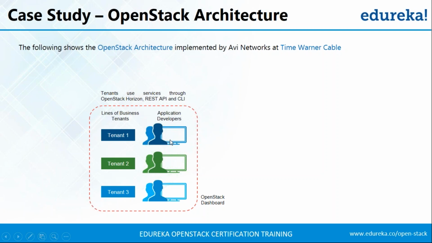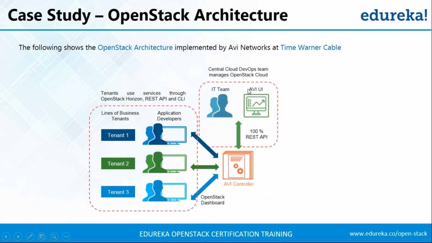So the application developers are using the OpenStack dashboard, and it is controlled and centrally managed by the RV controller. And the Central Cloud's DevOps team manages the OpenStack cloud, so you don't even have to worry about managing your own cloud. There is an IT team, and they use the RV user interface and REST APIs to communicate with the RV controller, which then handles the application developer requests of launching instances and managing their environments.